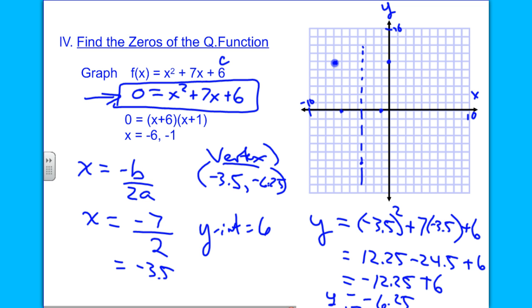The y-intercept can be reflected across that axis of symmetry. And if you want, you could then place those and be more precise when drawing your curve. Okay, there you go.